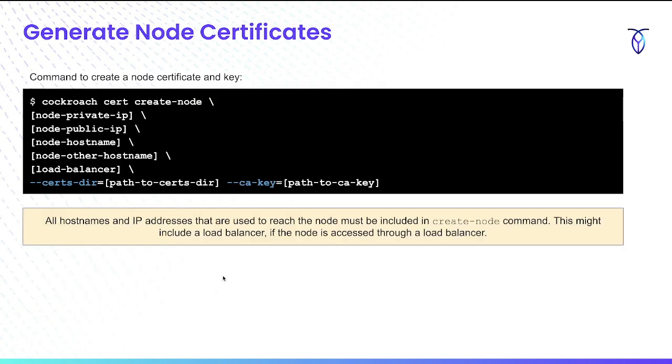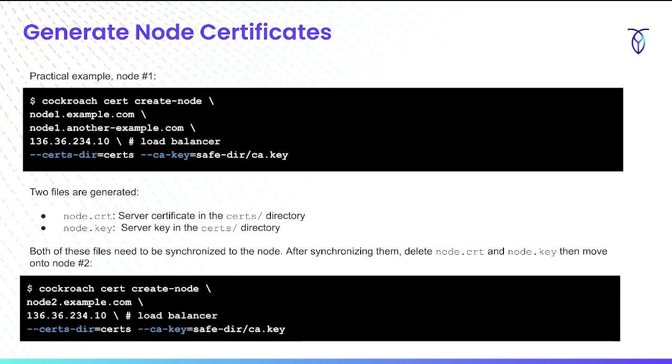Now, to actually generate the node certificates, what we need to do is include all the host names and IP addresses that are used to reach the node. And they can be listed in the cockroach cert create-node command. That might include a load balancer if the node is accessed through a load balancer. And that ensures that the identity of the server can be identified by the client that's connecting. So this command is pretty simple. And again, there are examples of how to do this using OpenSSL without using the cockroach cert create-node capability.